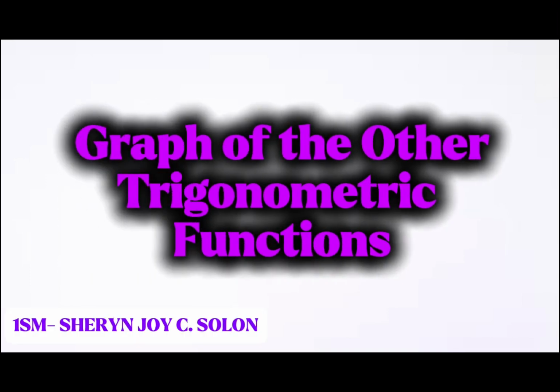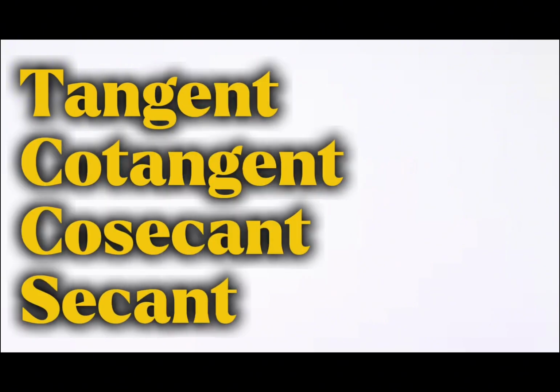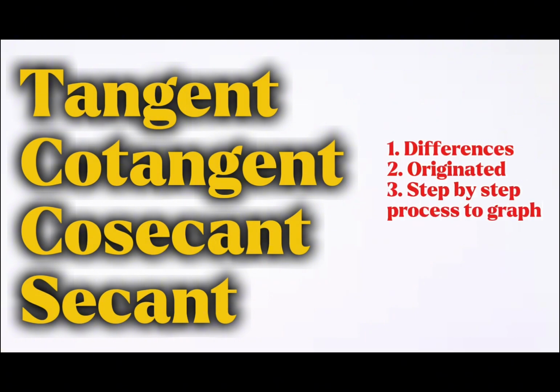Hey everyone, today I'll show you the graph of four important trigonometric functions: the tangent, cotangent, cosecant, and secant. I'll explain their differences, where they came from, and the step-by-step process to graph them. First, let's begin with the tangent function.